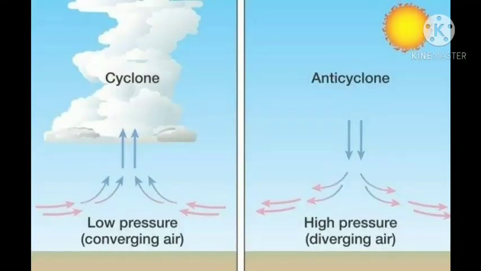It is formed by converging air. The air from the surface is converging and rises into the atmosphere, and that is why it's called low pressure. That will result in rains, floods, and so on.